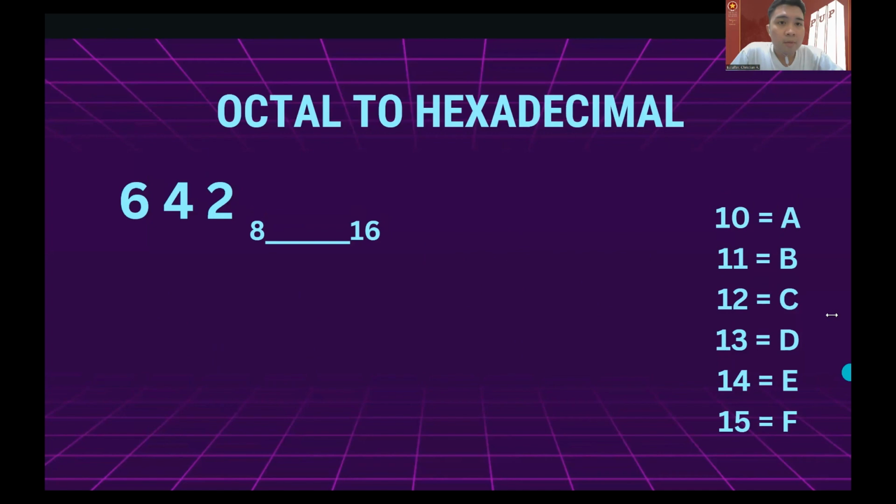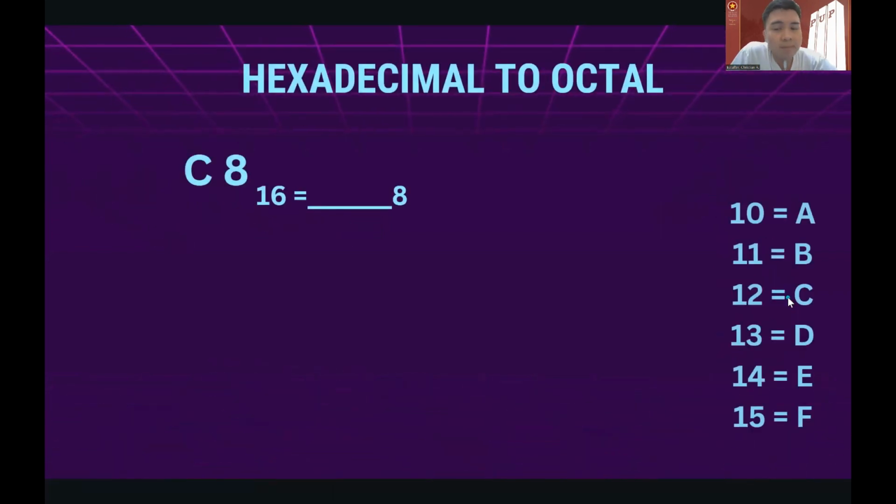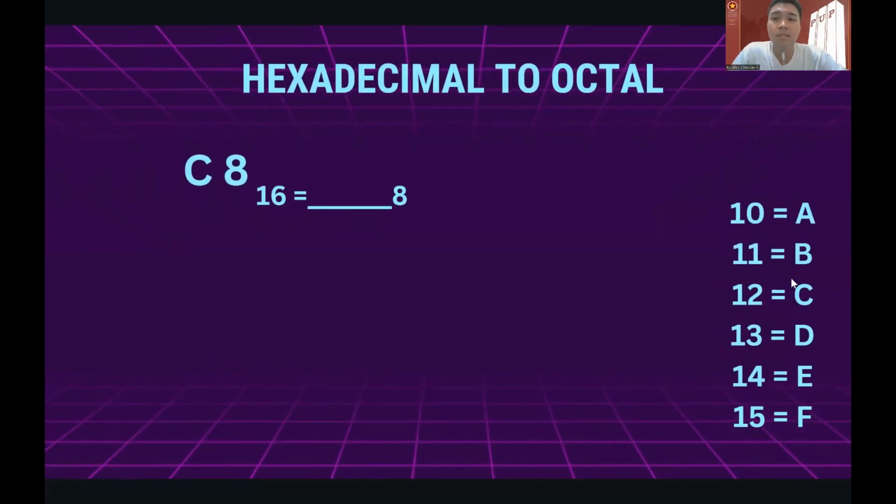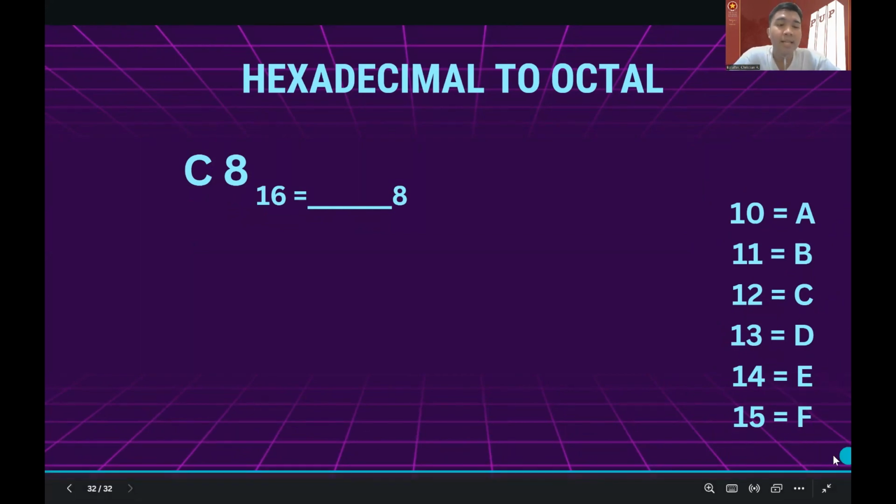So, next, we will proceed to hexa to octal. So I have given an example here. C8 hexa is equal to octal. We will just convert it to octal. So here again, the letters A to F represent numbers. So 10 is equal to A, 11 is equal to B, 12 is C, 13 D, 14 E, and last, 15 is F.